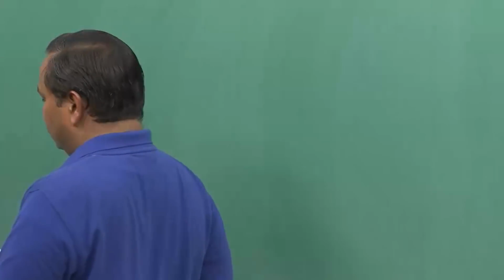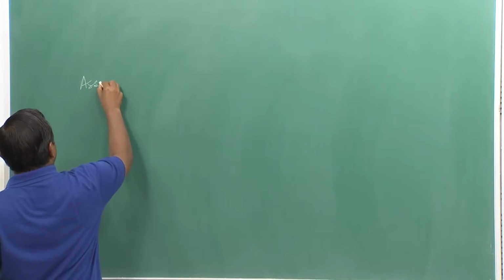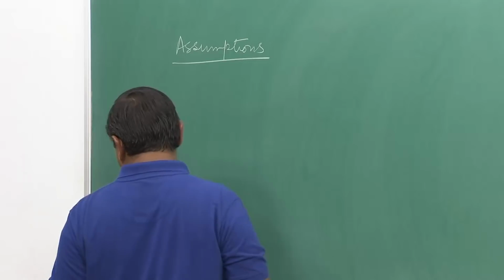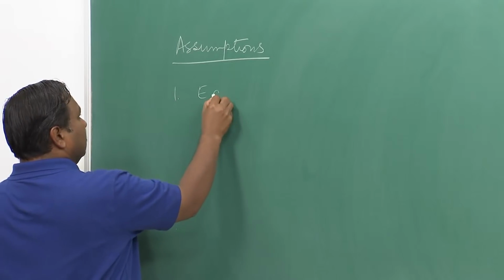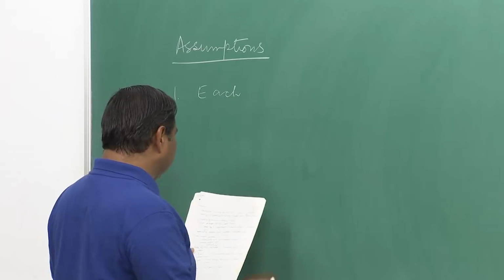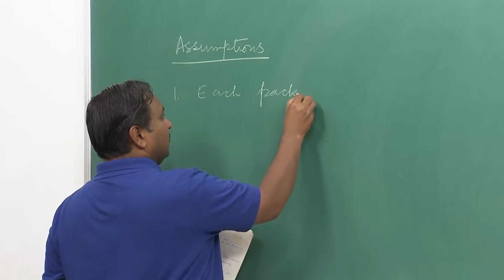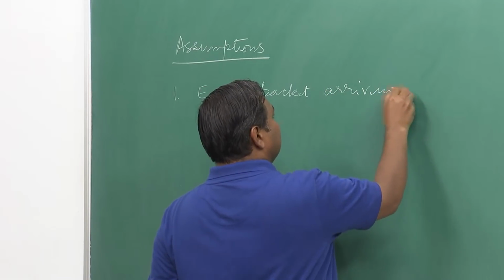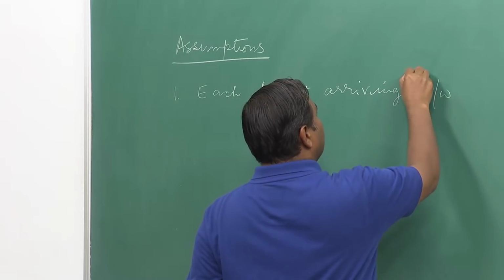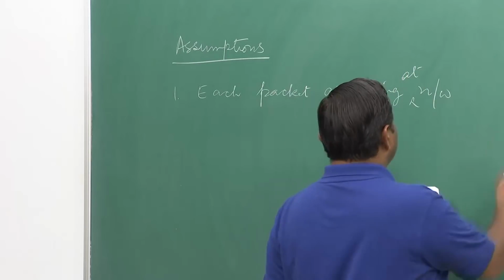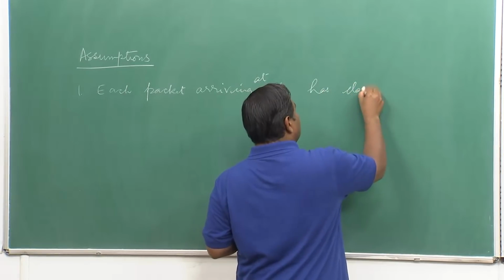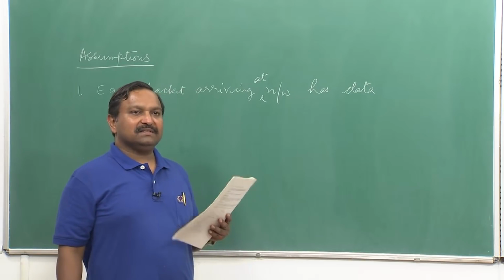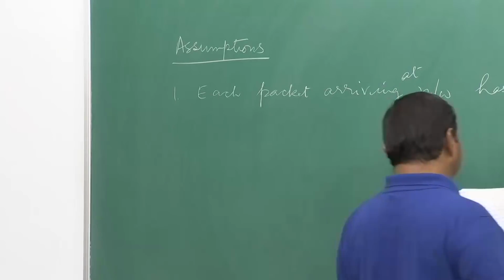So, assumptions will be as follows. Let me list down all assumptions. Assumption number 1 will be that, which of course is obvious, but I am explicitly writing it, that each packet arriving at the network, at the inputs actually, has data, and of course I am also assuming it has a label which will decide to which network output it has to go. So, it is a label identifier.